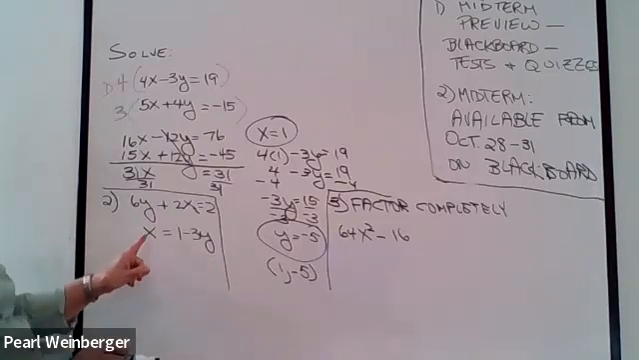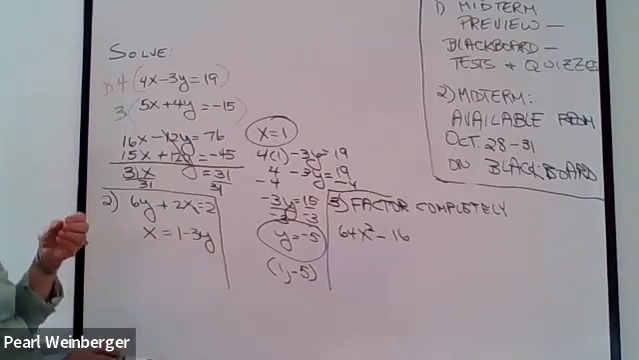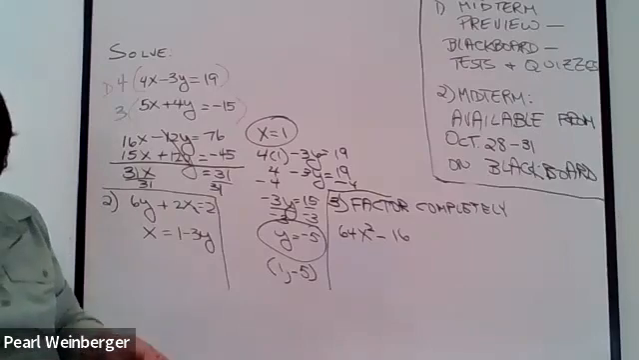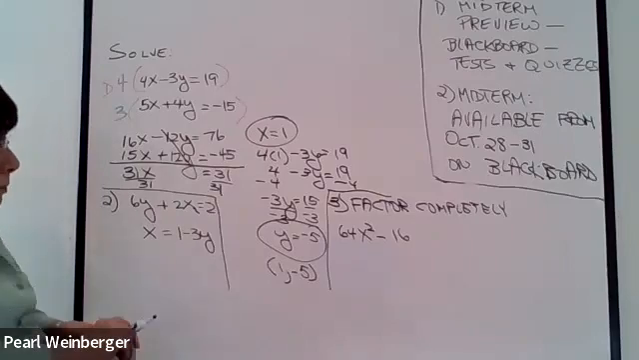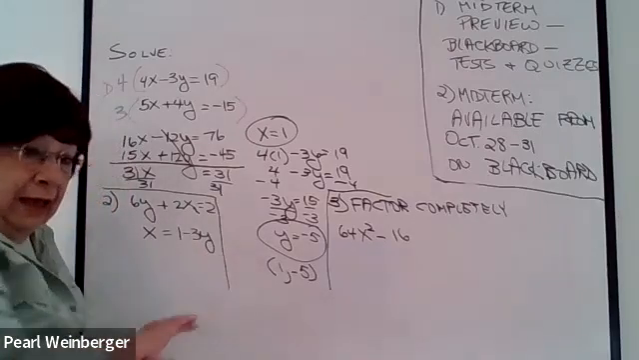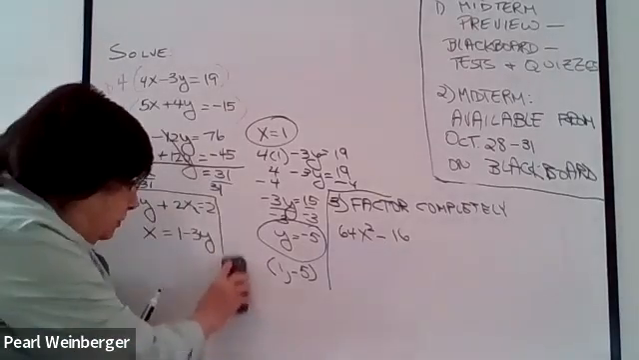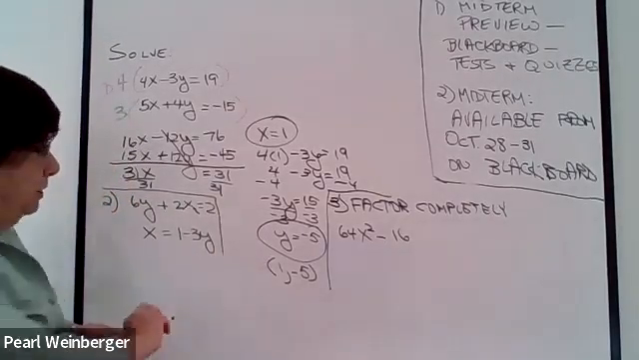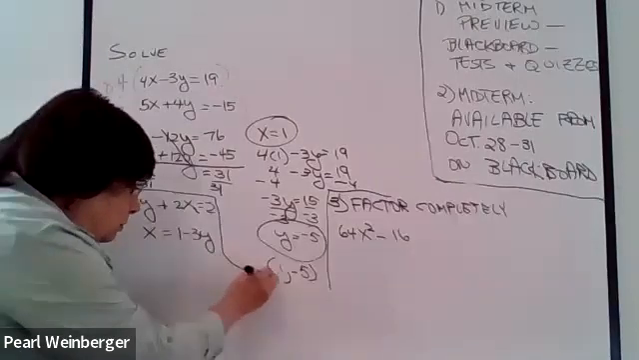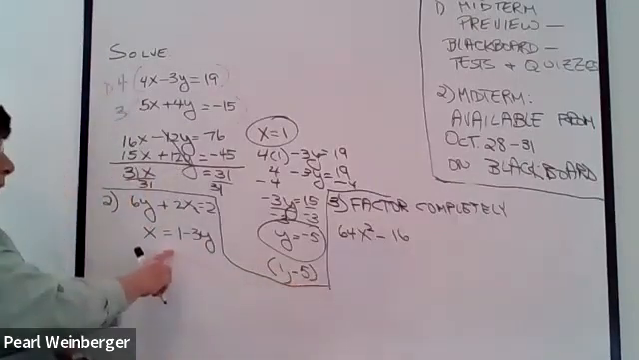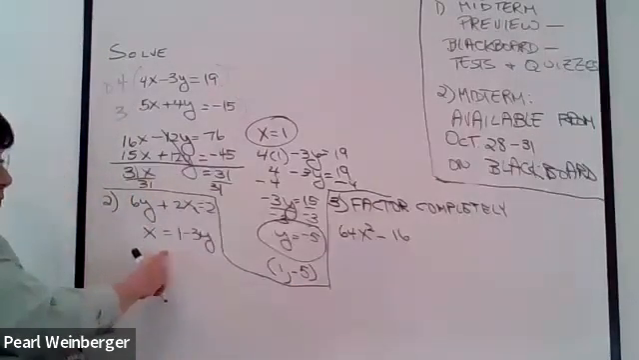Alternatively, since this says specifically x equals 1 minus 3y, I can use the substitution method over here. It's sort of set up perfectly for the substitution method. So I'm going to use substitution on this one.